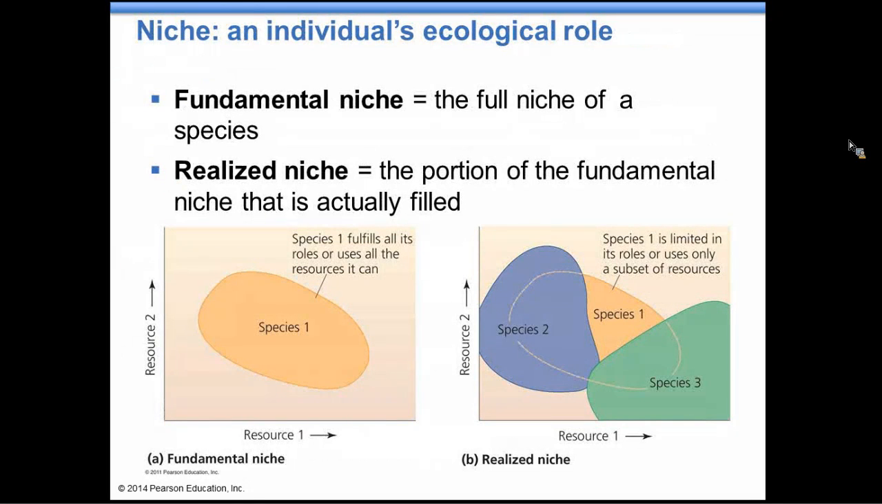So the full niche of a species is called its fundamental niche. An individual that plays only part of its role, using only some of its resources because of competition or other species interactions, is said to be displaying a realized niche. So in our little graphic here, species 1 has a very large niche, but the realized niche is only the one it can exploit here, because parts of its fundamental niche are being taken up by species 2 and 3.